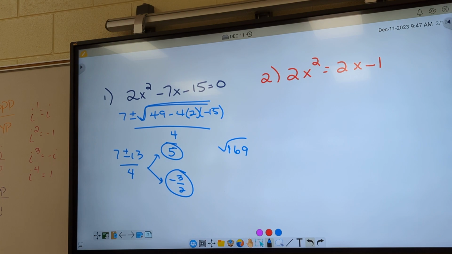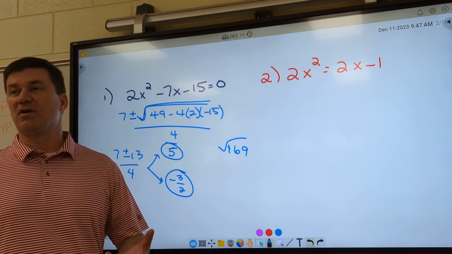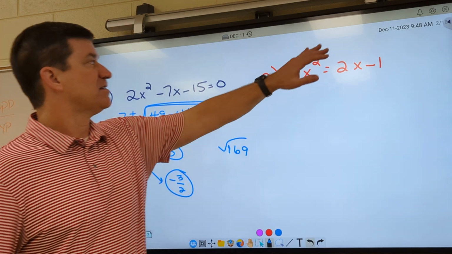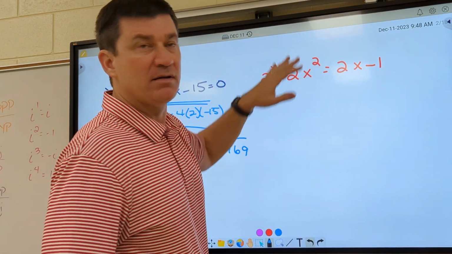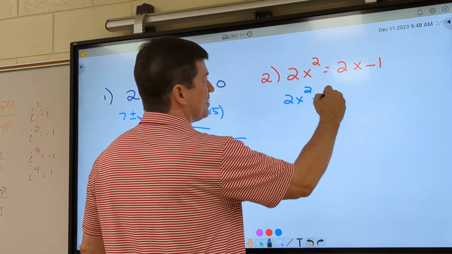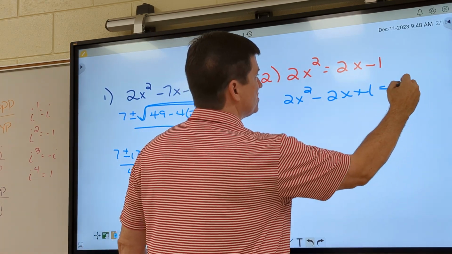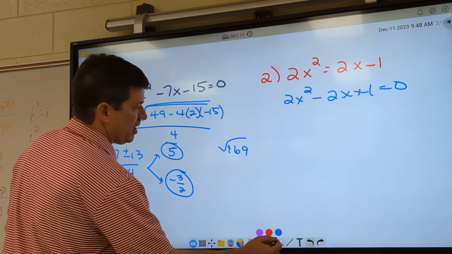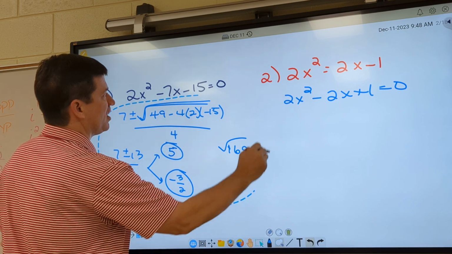All right, before we do the second problem, before I start plugging my numbers in, there's something we got to fix. What is it? Everything's got to be on one side. Y'all remember that? So I moved that over. That's going to be 2x squared minus 2x plus 1 equals 0. Now you plug your numbers in. You can't plug them in unless you set it up in standard form.